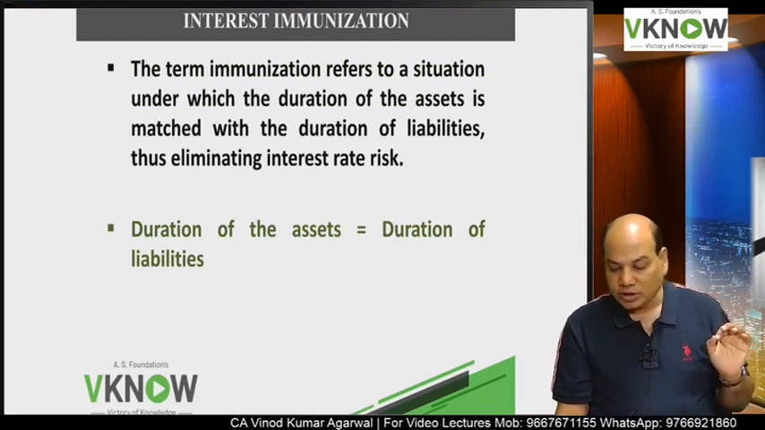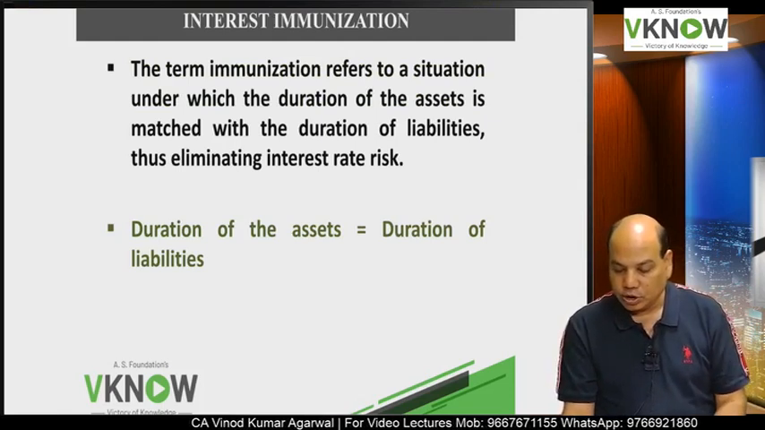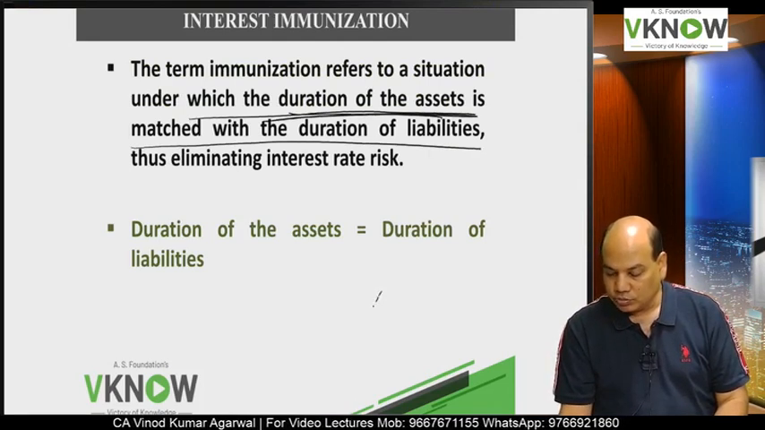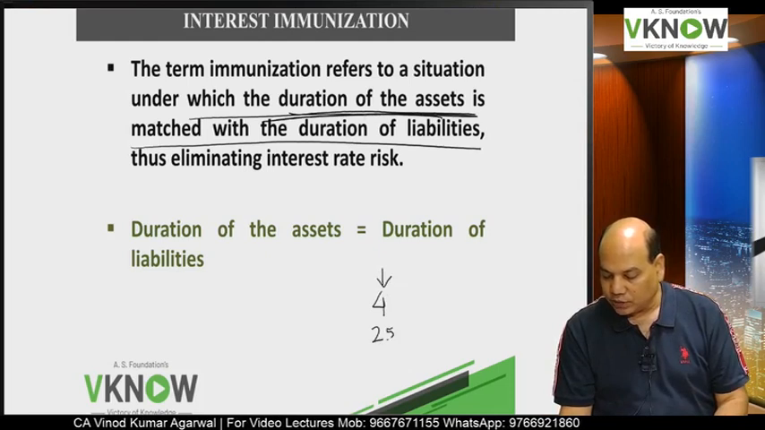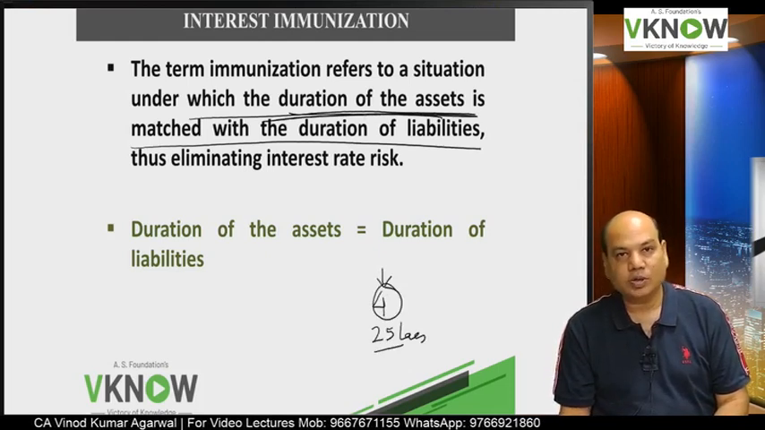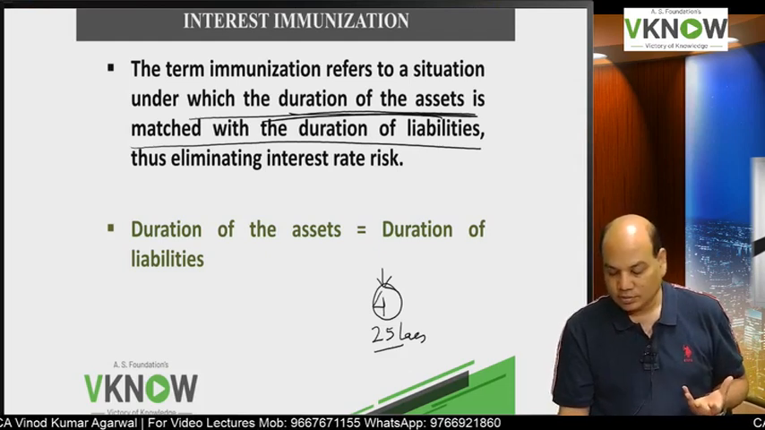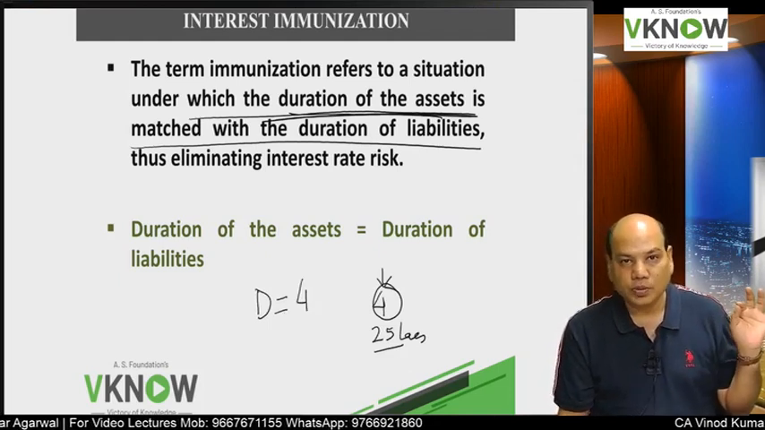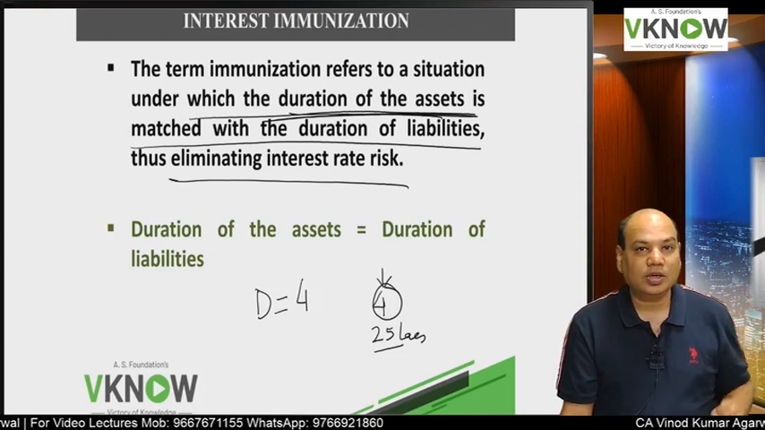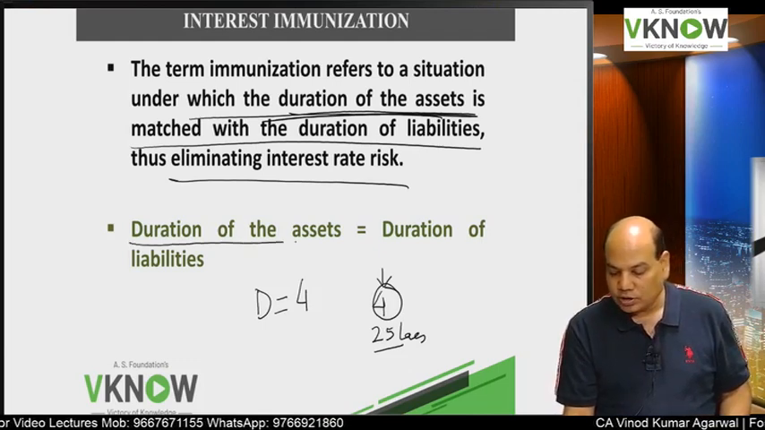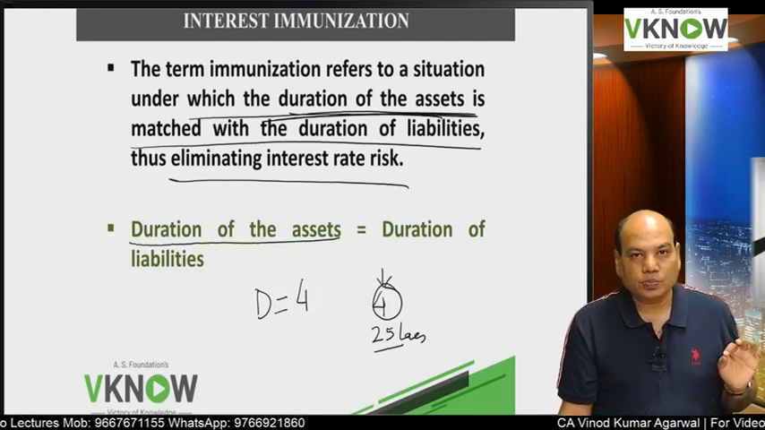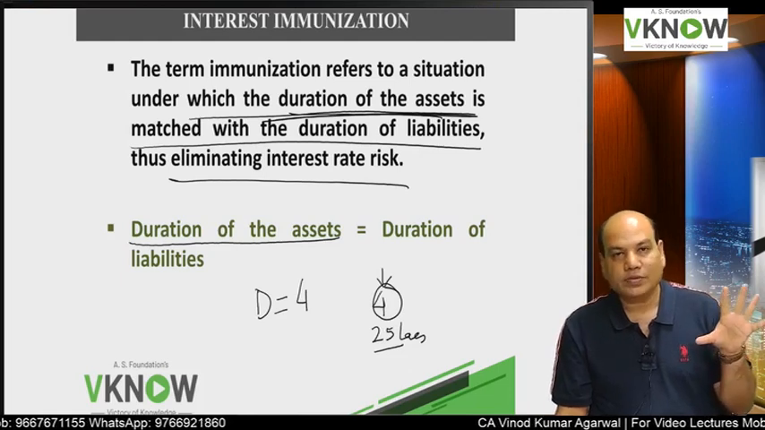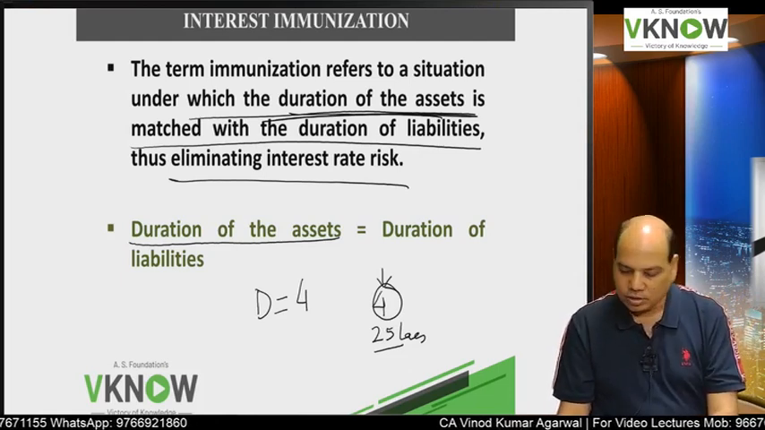So interest immunization refers to a situation where the duration of the asset is matched with the duration of liabilities. So we have to pay 25 lakhs after 4 years. So the duration of my liability is 4 years. So I will create a bond portfolio whose duration should also be 4 years, and that will eliminate my interest rate risk. So the summary of our discussion is, if you want to protect a portfolio from interest rate fluctuation, you have to ensure the duration of the asset is equal to the duration of the liabilities.